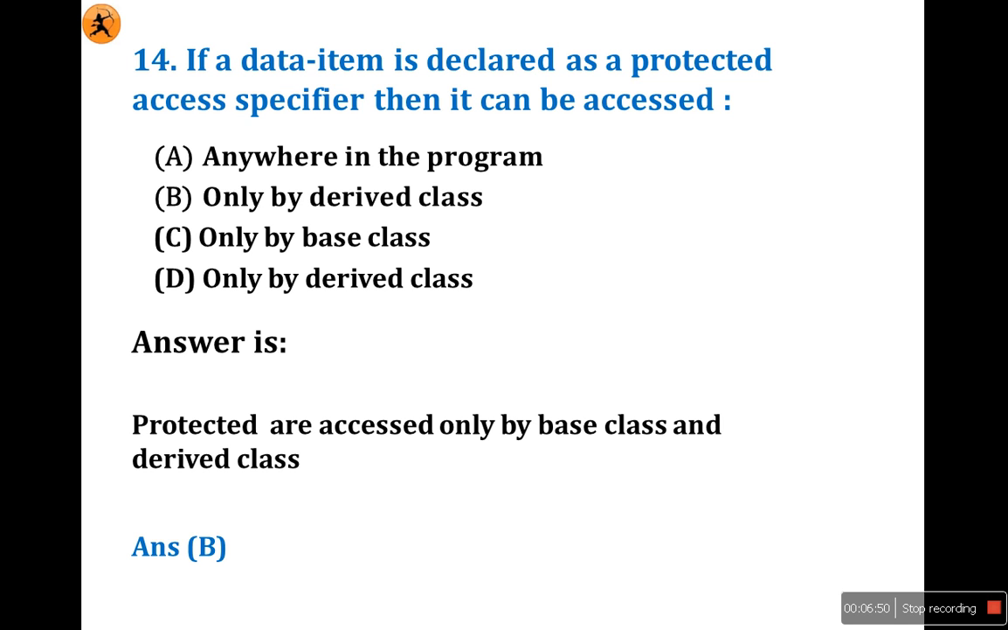Protected members are accessed only by the base class and derived class. It is not only by the derived class, nor only by the base class. Anywhere in the program is only public. Only the base class is private. Only the derived class, there is no such option. Derived class with base class, so it can be accessed in a derived class.